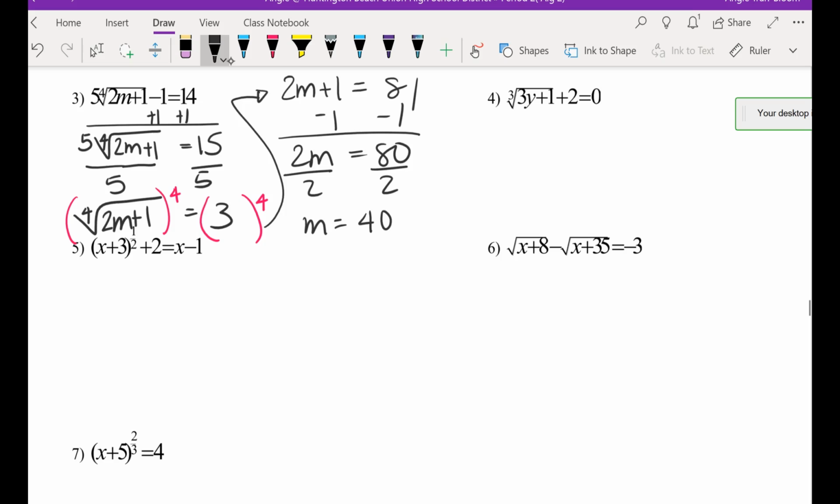Okay, don't be rushed to box it up. All right, let's check. 2 times 40 is 80, plus 1. Fourth root of 81 is 3. 3 times 5 is 15. 15 minus 1. Can I keep it? Yes.